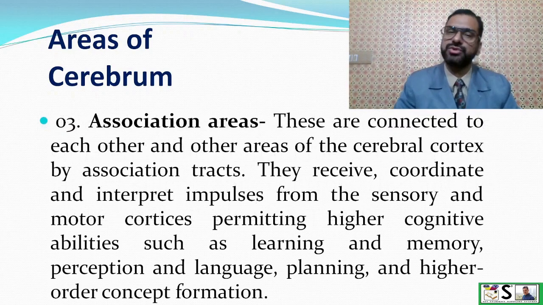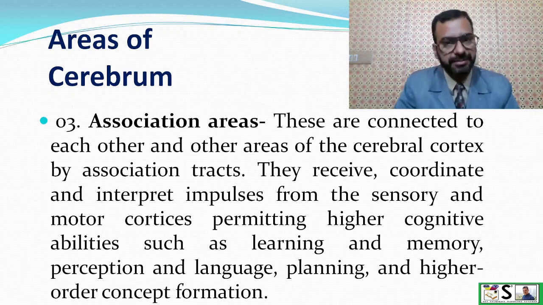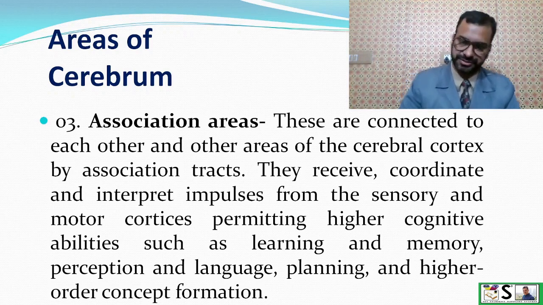Then the third one is association areas. These are connected to each other and other areas of the cerebral cortex by association tracts. They receive, coordinate, and interpret impulses from the sensory and motor cortices, permitting higher cognitive abilities such as learning and memory, perception and language, planning, and higher order concept formation.